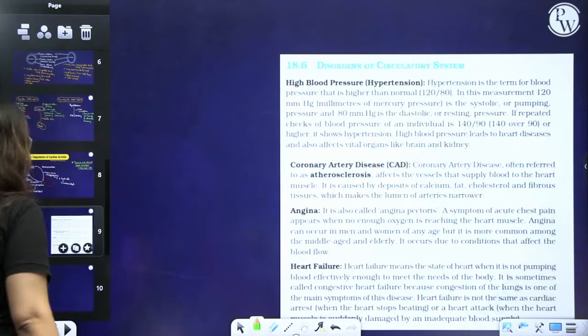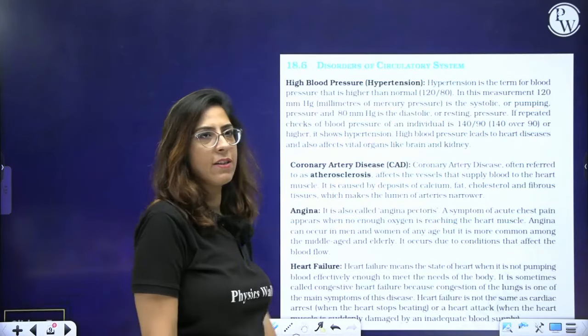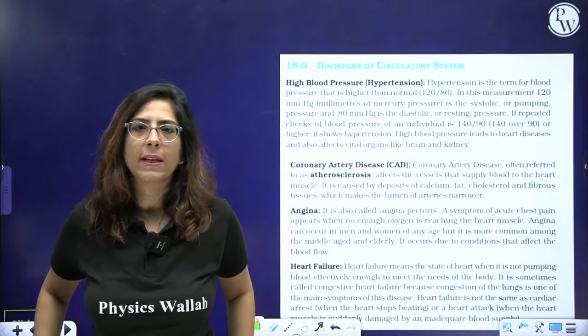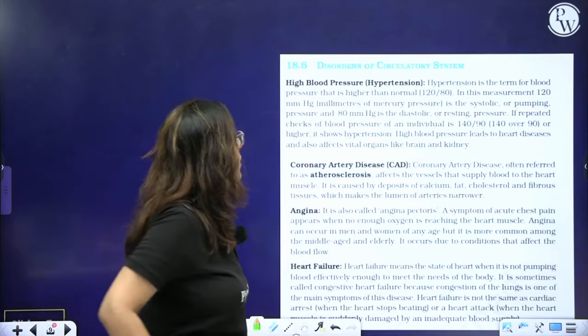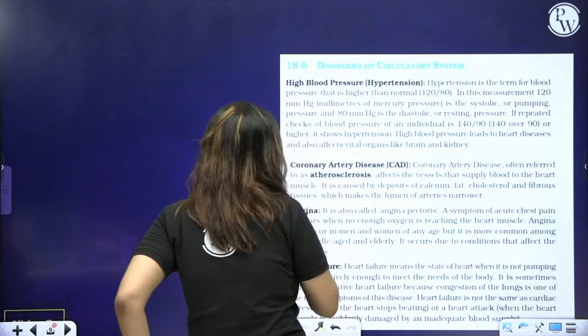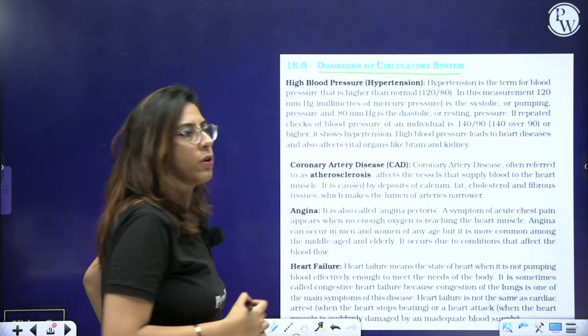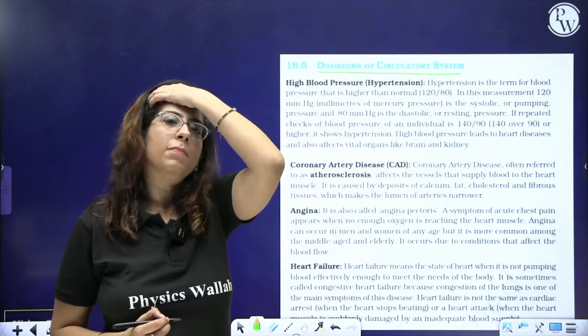Now, we are into the last topic of today's class, that is the disorders. So, buddies, let's discuss some disorders, the disorders of the circulatory system. The first disorder mentioned in your NCERT is high blood pressure, or hypertension. So, what is blood pressure?